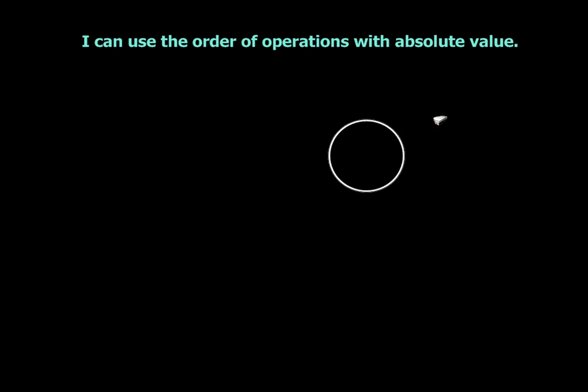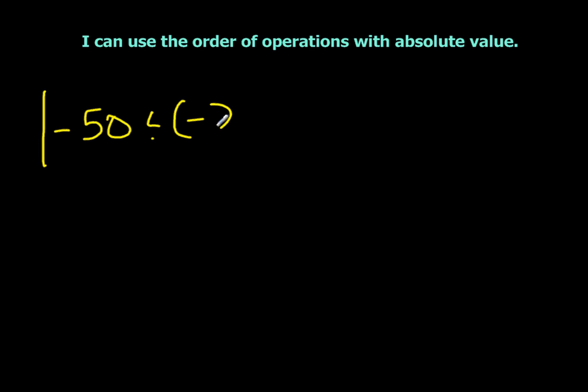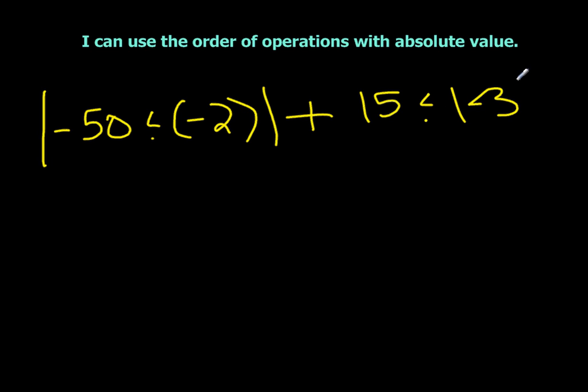All right. So what if we make it a little bit longer? I could have something that looks like this. I could have the absolute value of -50 divided by -2, inside my absolute value symbols, plus 15 divided by -3. And those are parentheses now.